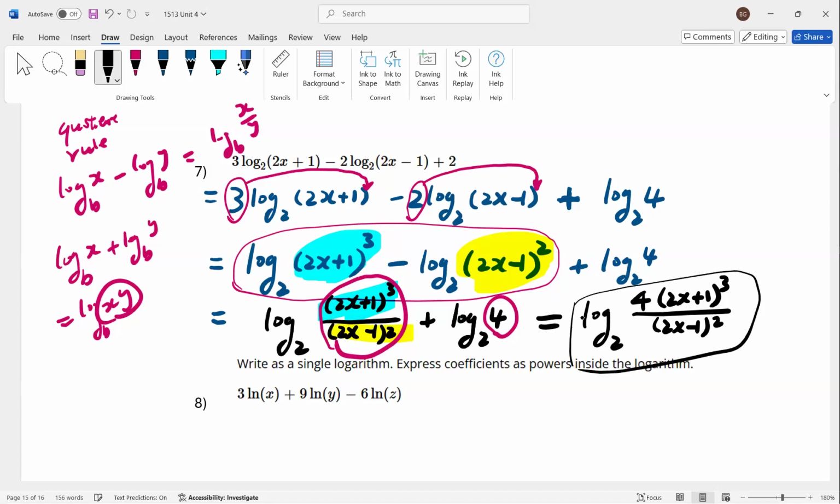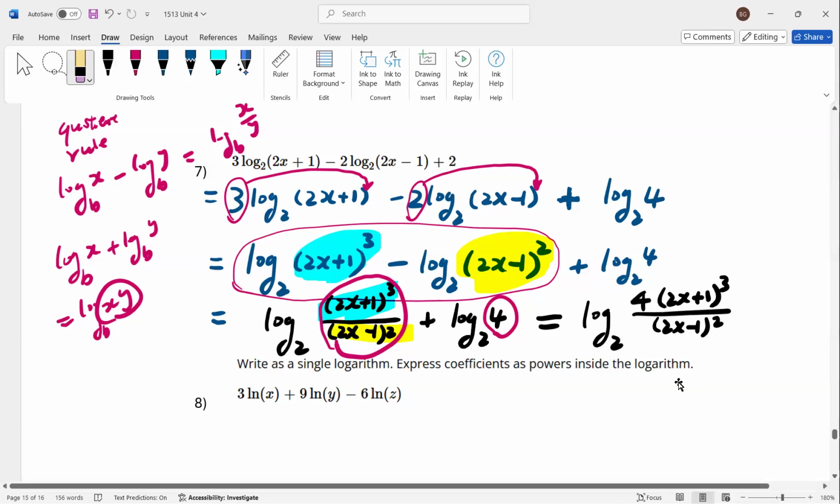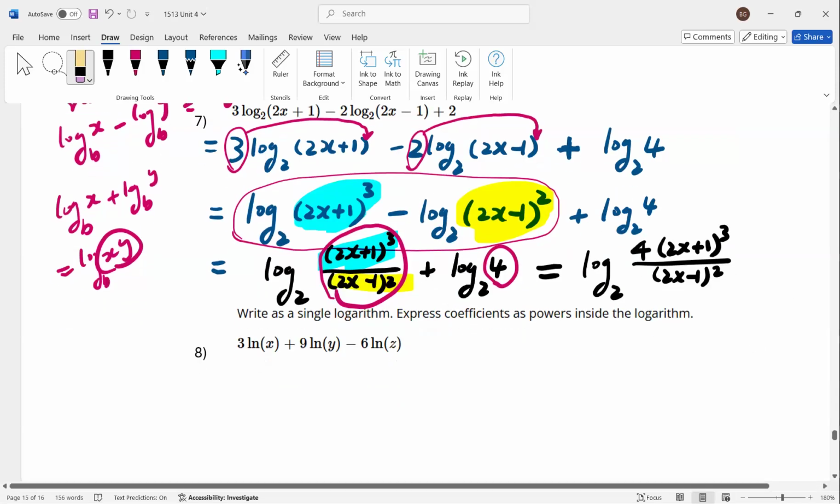That is one single log. We condensed it. It is the same as the original given expression, but form-wise it is one single log. So that's the condensing. Let's practice more about condensing. The next problem: write as a single logarithm, express coefficients as powers inside the logarithm. So it means apply the power rule.